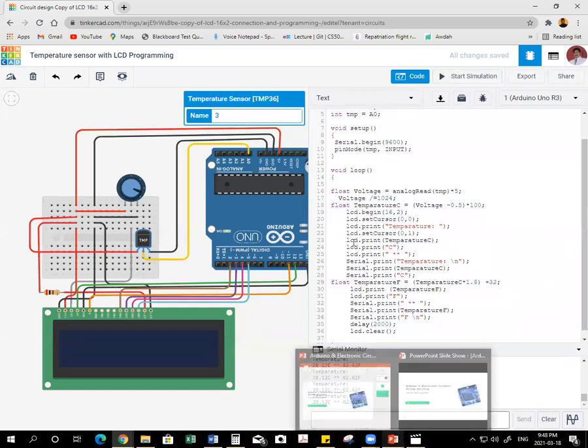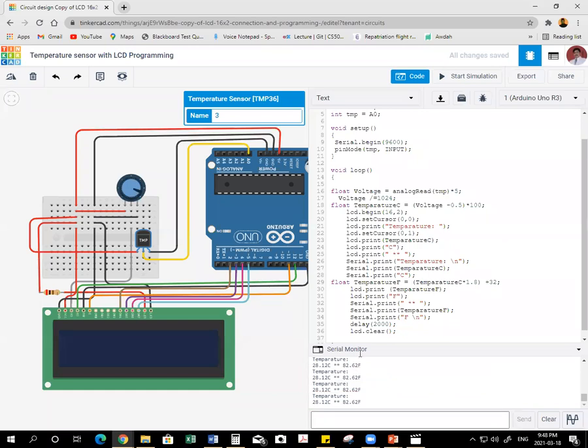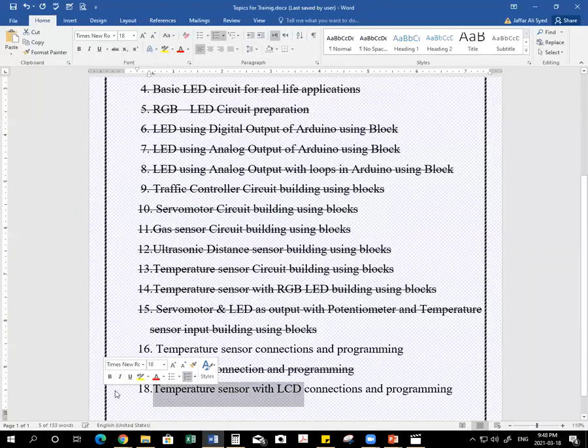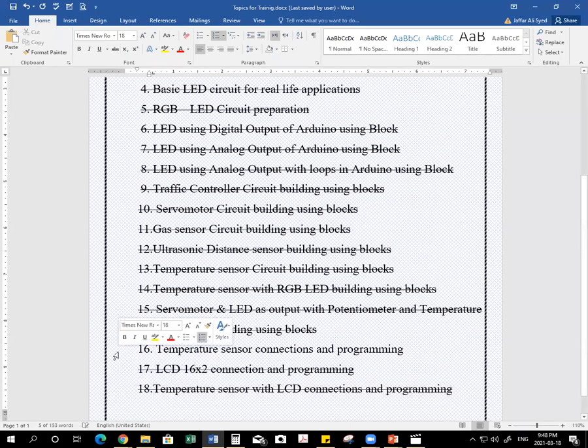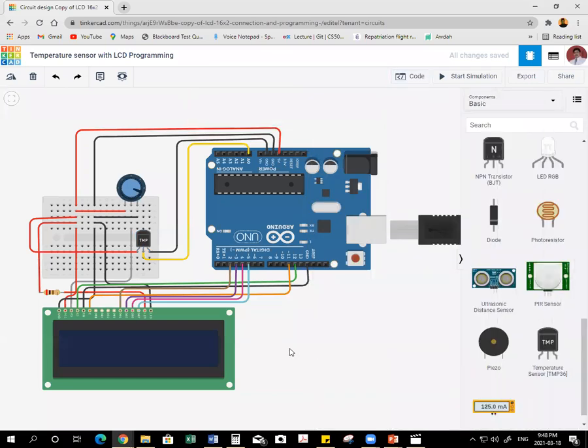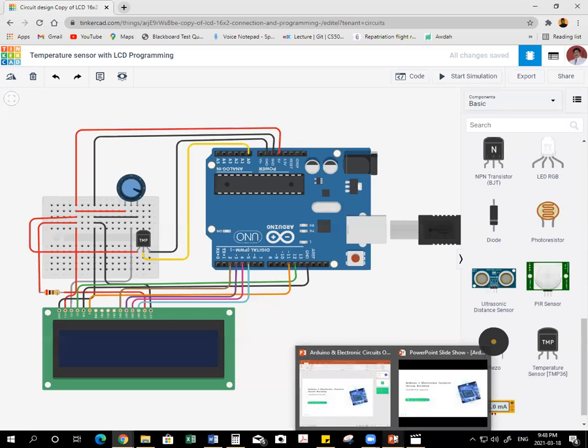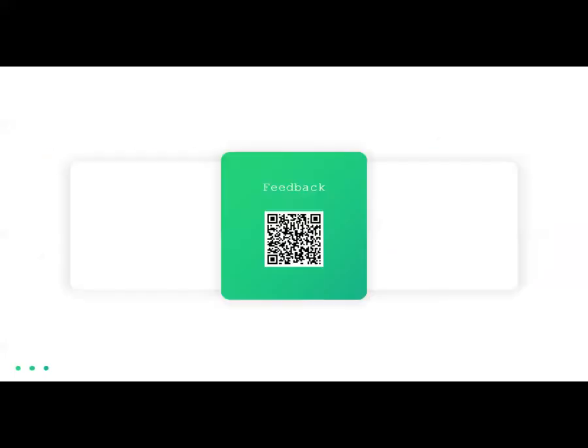Now I have another slide to show you. This we finished. We didn't complete the temperature sensor connection program, and this is also finished. Okay. Now I'm moving to here. Where is it? Okay, yeah, feedback.